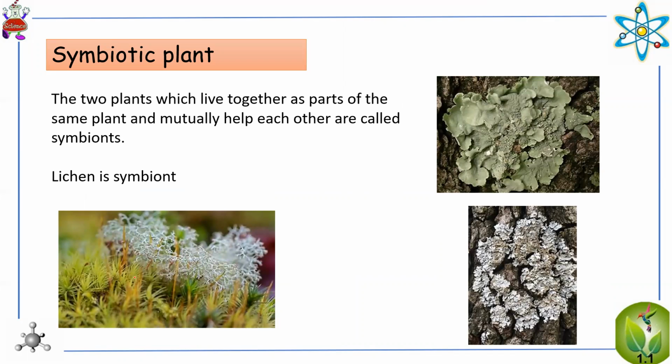Symbiotic plants. You can say sibling plants also. In this, two plants live together, as parts of the same plant. And they mutually help each other. They help each other to get the food. They are known as symbionts. So lichen is a symbiont. You can see it here. So these are two partners that help each other so that both of them can get the food in proper amount.